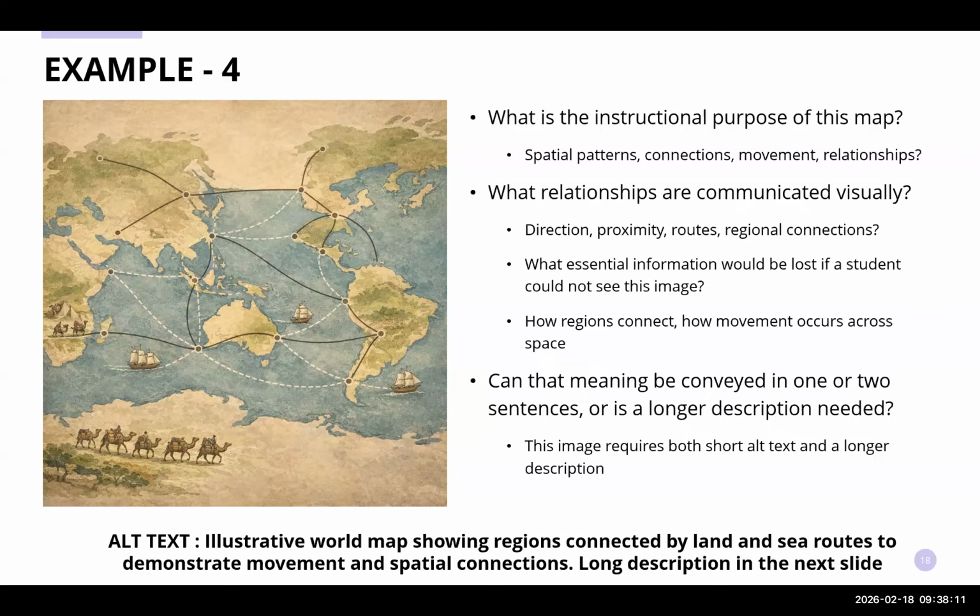Because maps are inherently dense, we start with a clear anchor in alternative text. So, something like: an illustrative world map showing regions connected by land and sea routes to demonstrate movement and spatial connections. Now, this tells a student that the focus of this image is connectivity, not just geography. To explain how these regions interact, you'll definitely need to provide the narrative of the map in a longer description. Next slide, please.